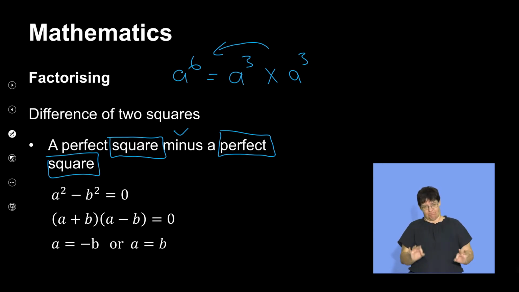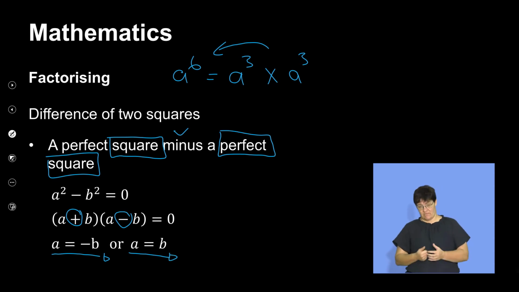And to factorize this, remember, you will have two identical brackets, only differing in signs. One will always be a plus and one will be a minus, but the factors must always be the same. So it will be a plus b, a minus b. And then my solution will be a equal to -b, or a equals to +b. And those will be the two solutions that I have here.